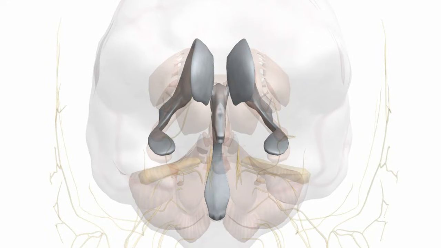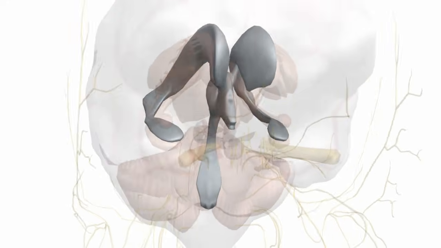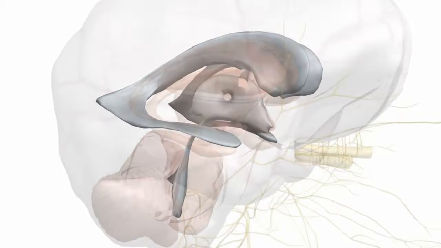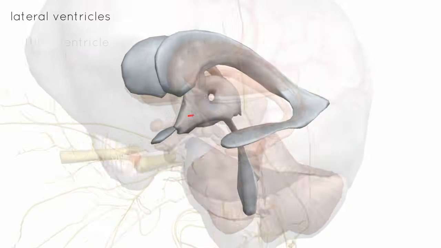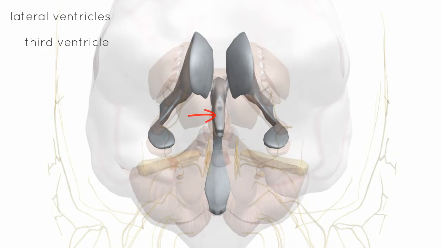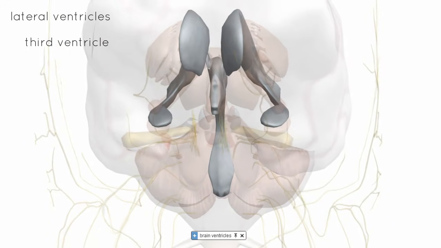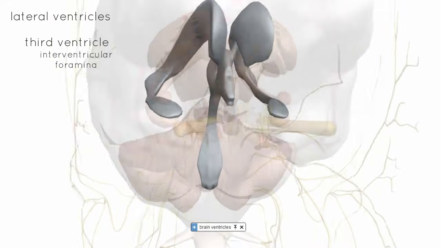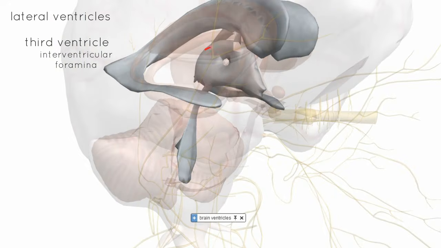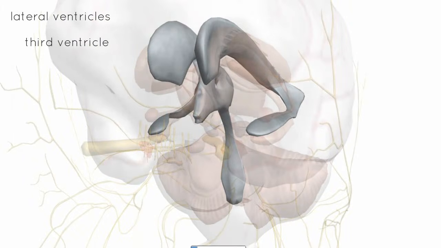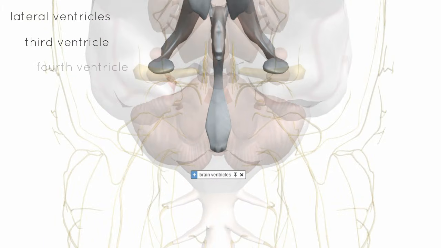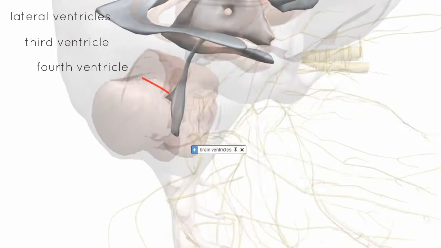So I've just switched to a diagram of the ventricular system of the brain. You can see there's these C-shaped ventricles on either side. These are the lateral ventricles. You've got one on either side, and they connect to a third ventricle which sits in the midline, and they're connected to the third ventricle by interventricular foramen, or foramina plural, so these little bits on either side. And then the third ventricle connects to the fourth ventricle, which lies within the pons.